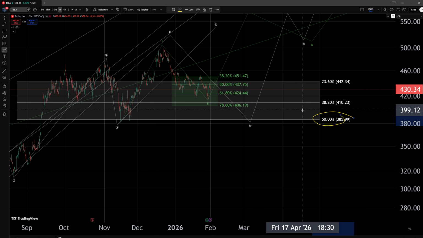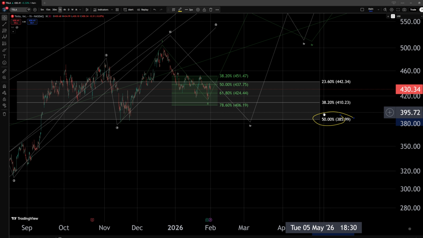Now, within the interpretation of a diagonal structure, in the blue scenario, we will still have recovery structures, but those will not be high probability interpretations. We will need to wait for an internal pattern that would strongly suggest this chart is going to manage to extend to even higher prices.